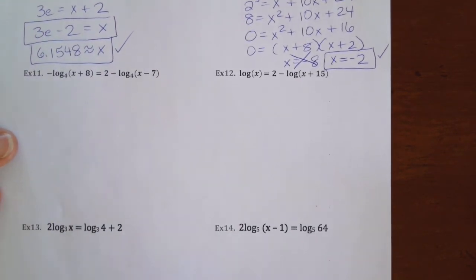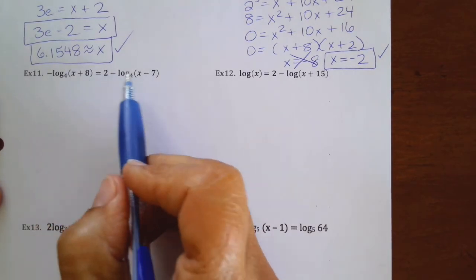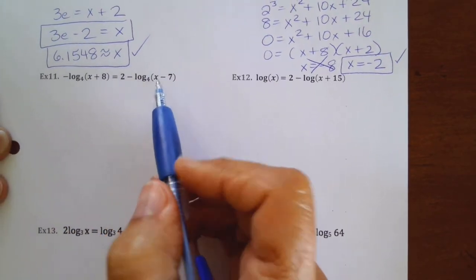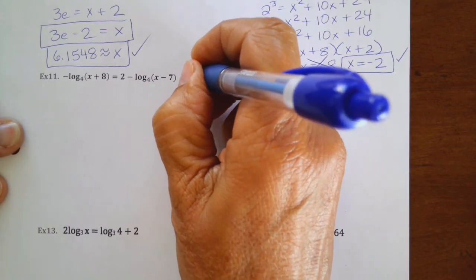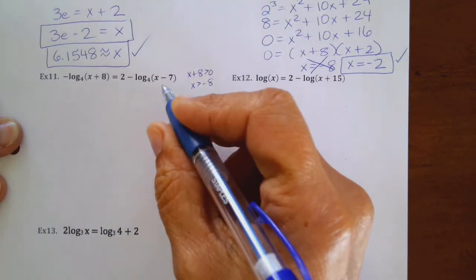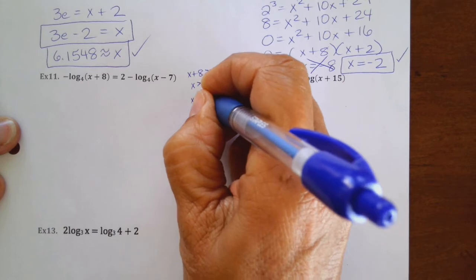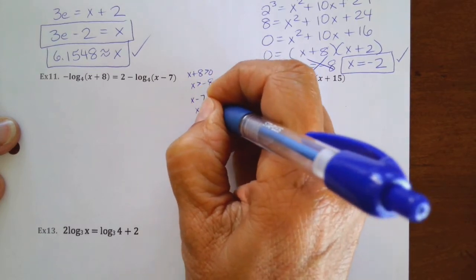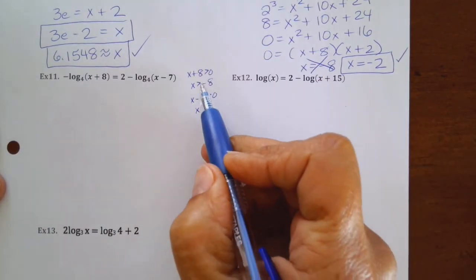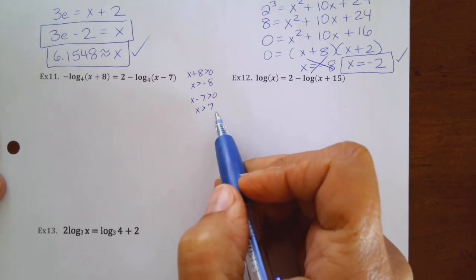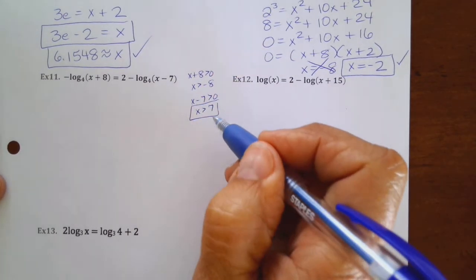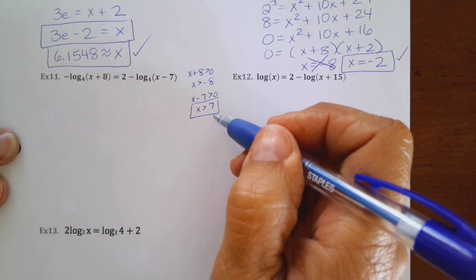Let's look at number 11. Notice again, you have two terms with x in it. If I was looking at the domain, x plus 8 has to be greater than 0, so x has to be greater than negative 8. But this one says x minus 7 also has to be greater than 0, so x has to be greater than 7. For numbers to be bigger than negative 8 and bigger than 7, they just have to be bigger than 7. So that's what you're looking for in number 11.